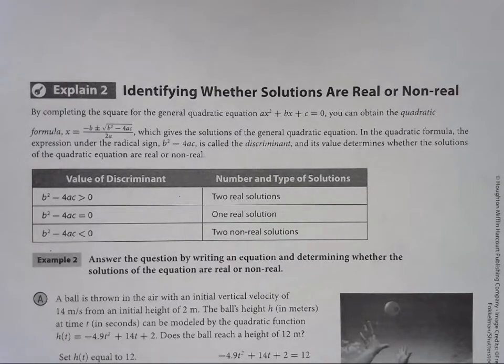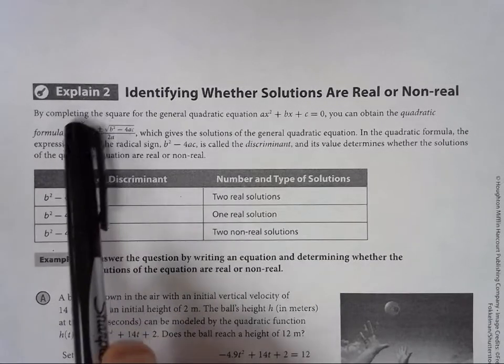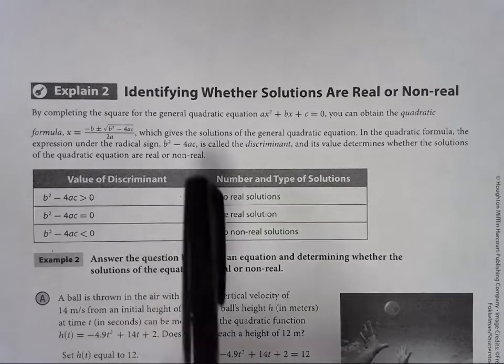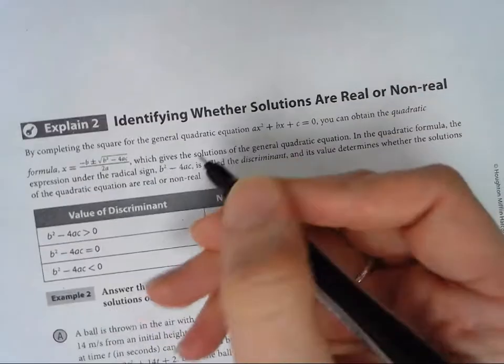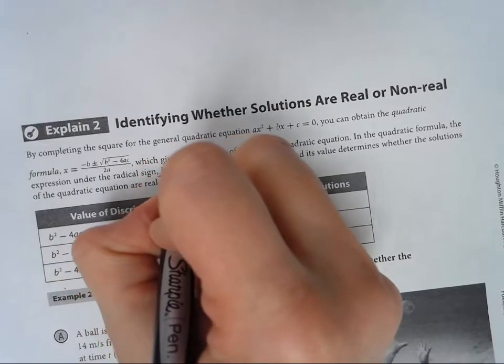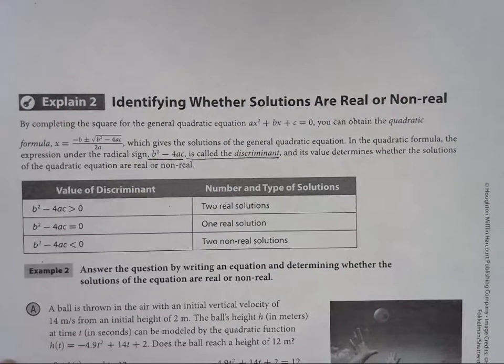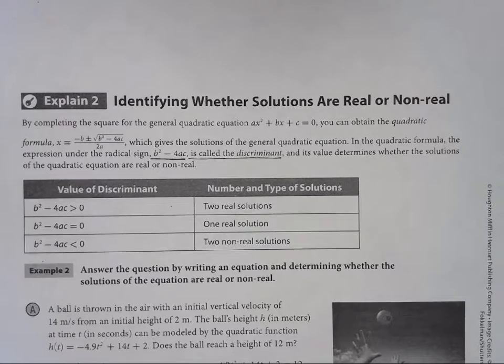The formula for solving a quadratic equation is called the quadratic formula. Part of that formula, b squared minus 4ac, is called the discriminant. The discriminant can be used to determine whether the solutions of the quadratic are real or non-real.